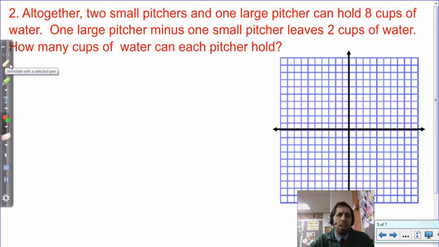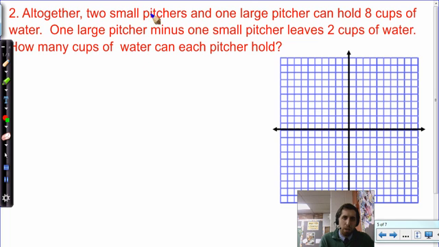This next one says, altogether, 2 small pitchers and 1 large pitcher can hold 8 cups of water. 1 large pitcher minus 1 small pitcher leaves 2 cups of water. How many cups of water can each pitcher hold? Now you might be thinking, this sounds logically crazy and weird and confusing, but let's just try and put it into some linear equations that we can plot.